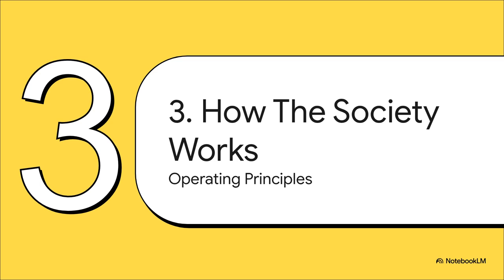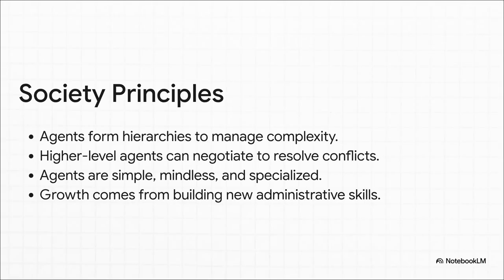Well, it turns out the society has a few key operating principles that keep things running. Minsky laid out some key rules for how this society governs itself. First, agents form hierarchies, kind of like a company org chart, to manage complex tasks. Higher-level agents can negotiate to resolve conflicts, like two teams fighting over the same resource. And this is critical. The society grows not just by adding more agents, but by getting better at managing them.